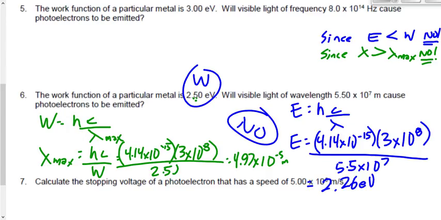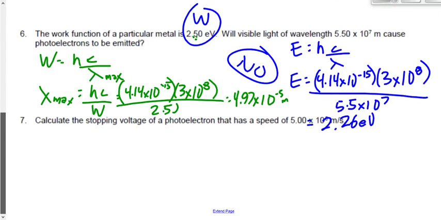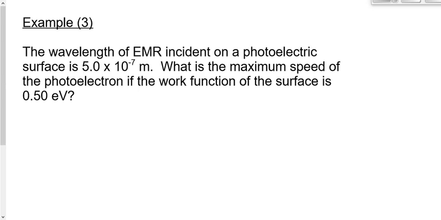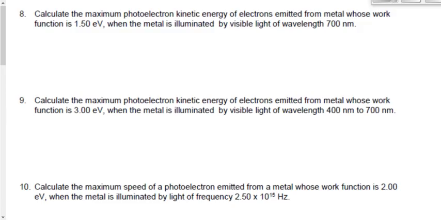All right, next question we want to go over is number 8. And number 8 says calculate the maximum photoelectron kinetic energy emitted from a metal whose work function is 1.5 eV. And when the metal is illuminated by visible light with a wavelength of 700 nanometers, we know we want to convert that for sure. We'll deal with that.